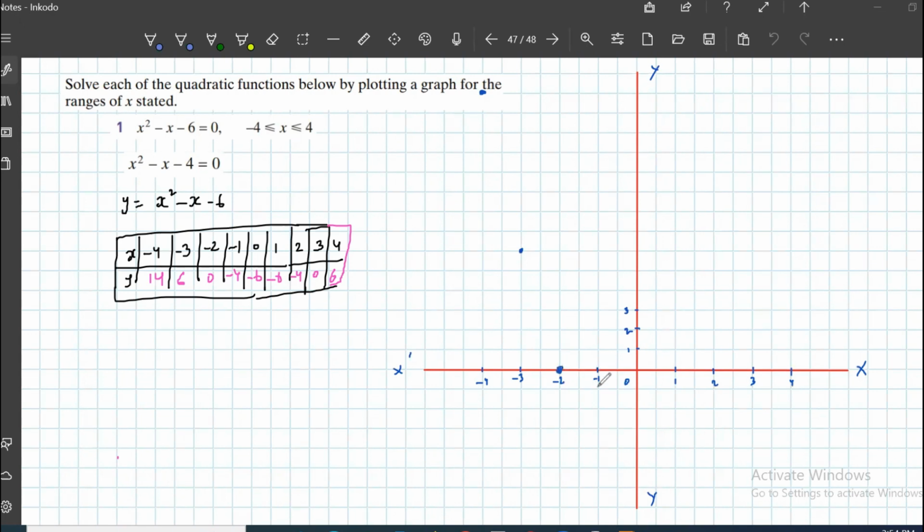Minus 1, minus 4. So down 1, 2, 3, 4. This is the point. And then 0, minus 6. So 5 and 6. This is the point, which looks like the minimum. And 1, minus 6. This is the point. And then 2, minus 4. This is the point. And then 3, 0, exactly on the line, and 4, 6, up, 1, 2, 3, 4, 5, 6.